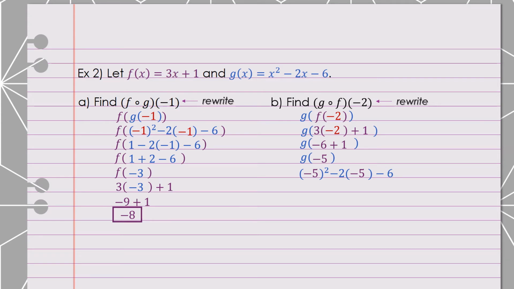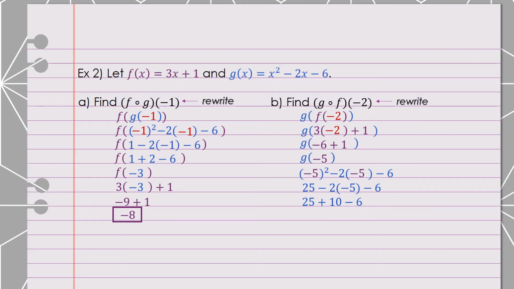Once negative 5 is substituted in, we follow GEMS. There's no grouping, but we do have an exponent. Negative 5 squared means negative 5 times negative 5, which we know is 25, and everything else stays the same. There's no other exponents, so we move on to multiplication division. Notice we have a negative 2 touching the parenthesis, so negative 2 times negative 5 creates a positive 10, and everything else stays the same.